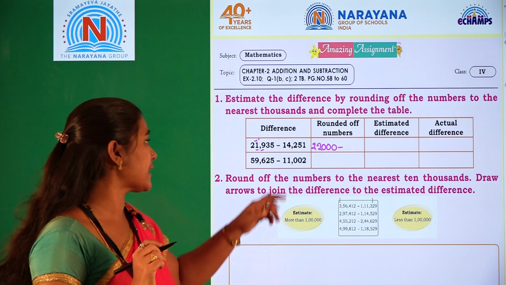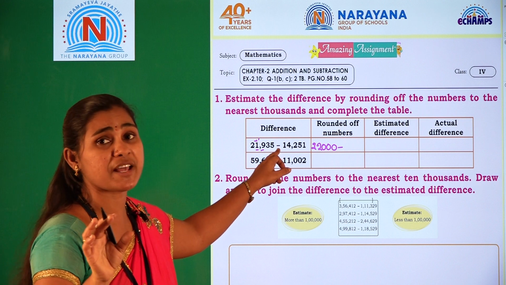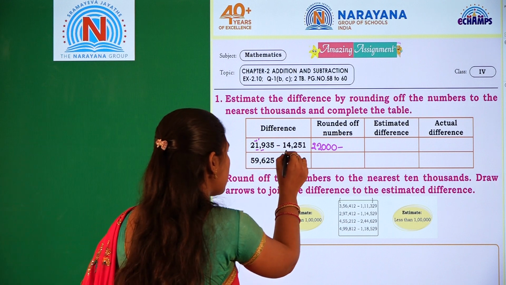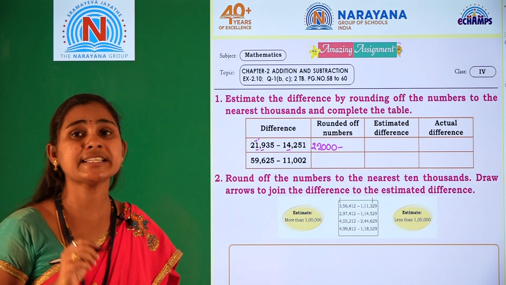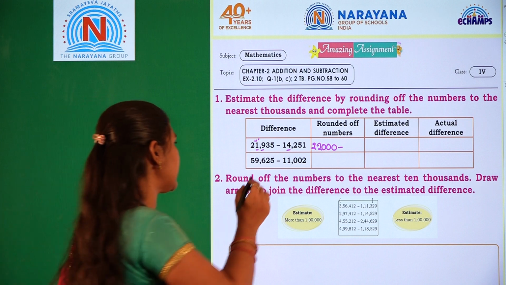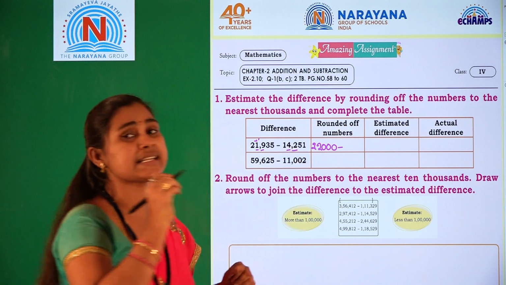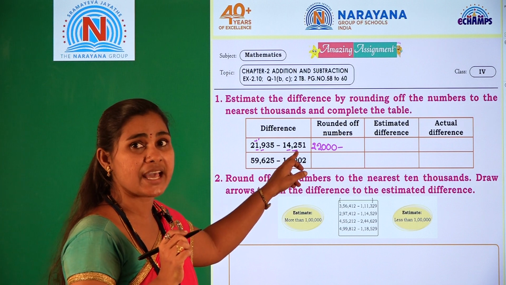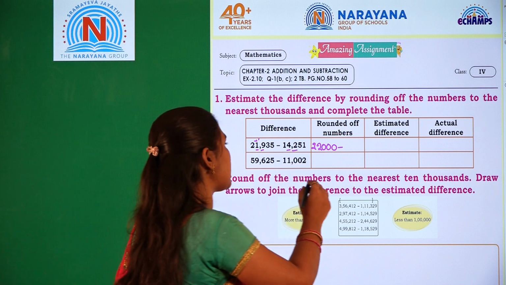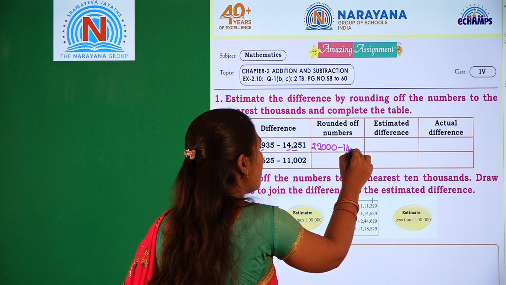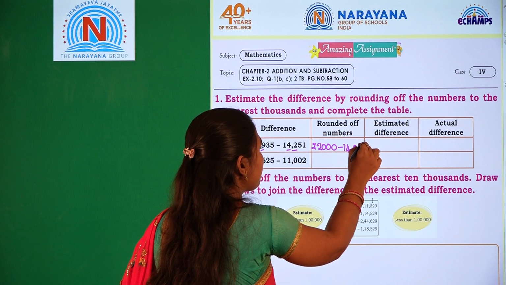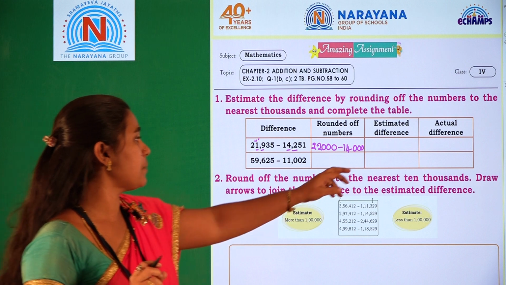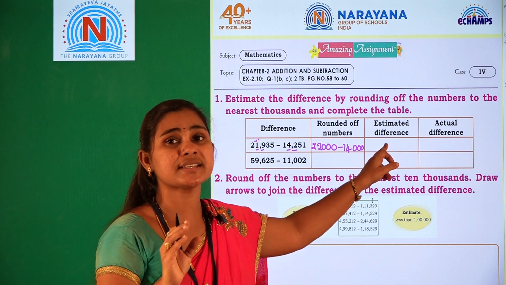Then go for the second number. You can observe the second number while you are observing the thousands place. First, we have to underline the thousands place digit. Then check the digit on the right side. Is it less than 5 or greater than 5? See, it is less than 5. Less than 5 means we should write the number as it is, which is nothing but 14,000.